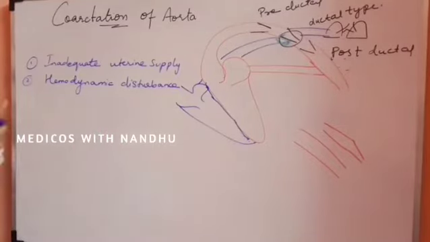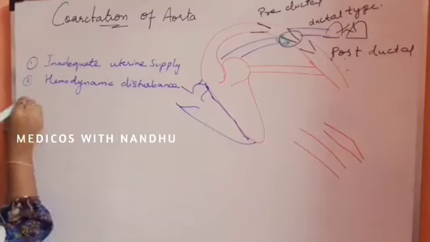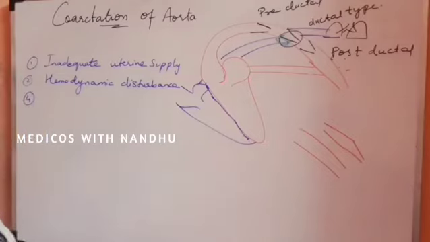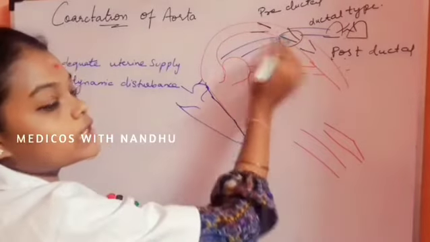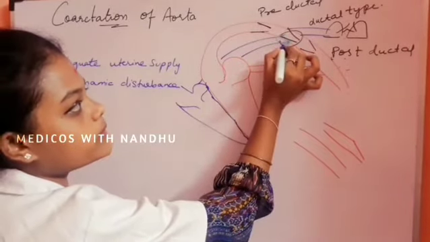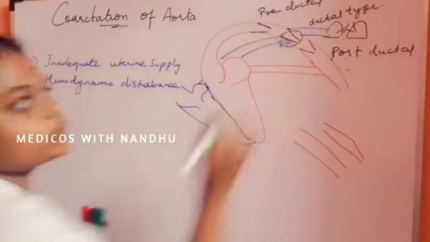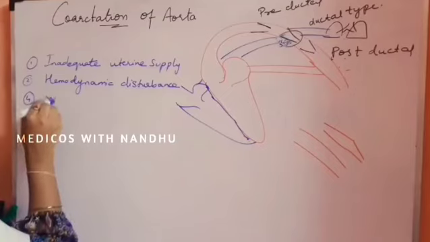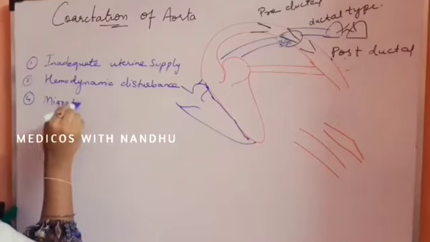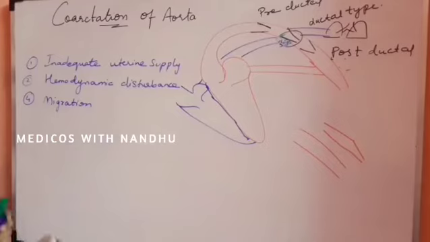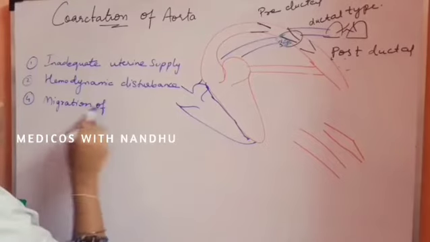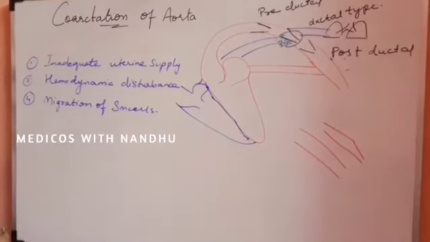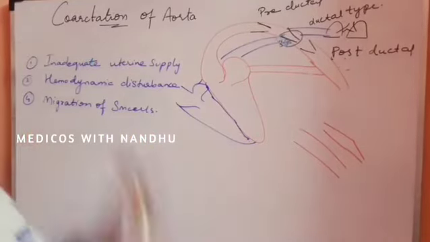Okay, so these are the causes. If there is any migration of smooth muscle cells, in the ductus arteriosus there will be smooth muscle present here. Sometimes some smooth muscle becomes migrated in. So when migration of smooth muscle takes place in the ductus arteriosus, coarctation of aorta can be caused. Migration of smooth muscle cells. Okay, so these are the causes of coarctation of aorta.